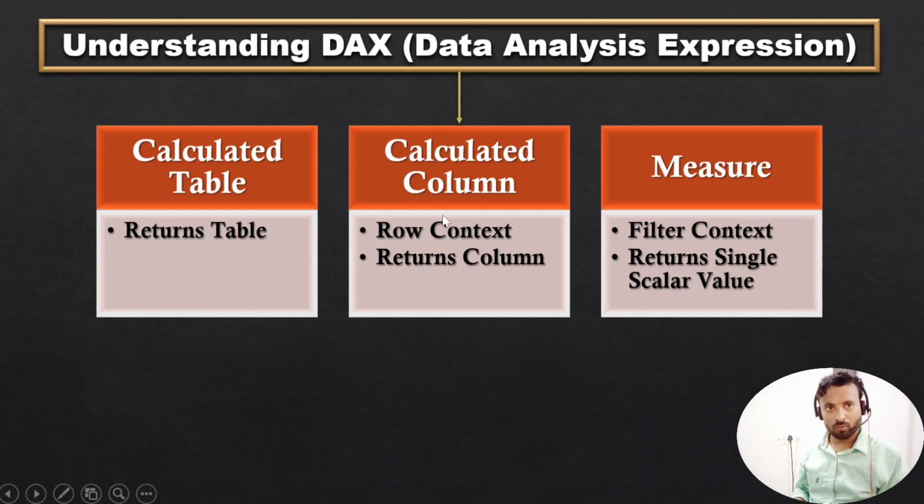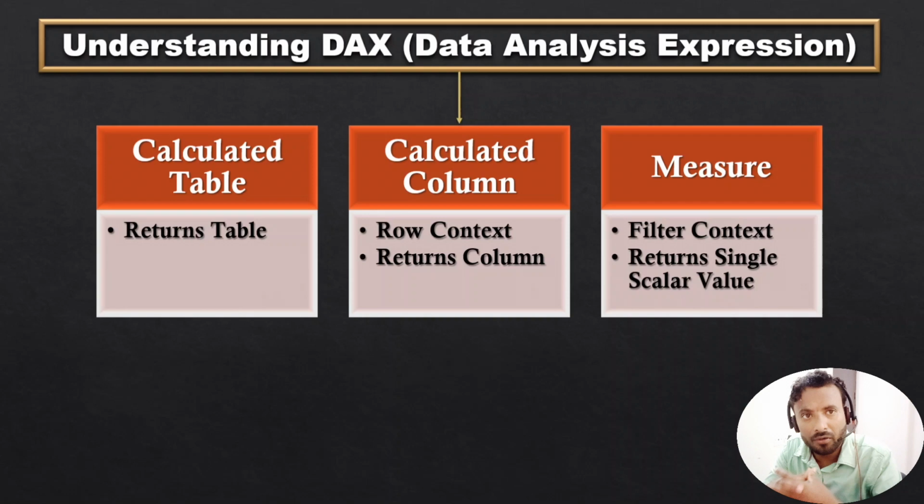When you write a DAX formula to calculate columns, it will return a complete column. It is not going to return a complete table. It will return you a complete column, and that's what I have written. It returns a column. What about the measures?